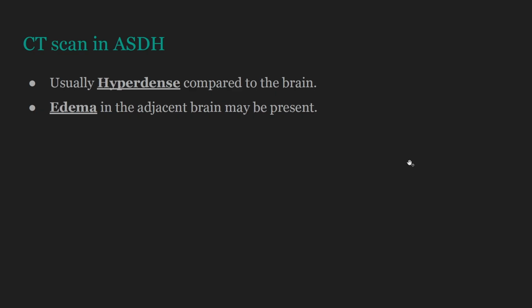Okay, so if we are going to talk about the CTs in the acute subdural hematoma and the sites of the acute subdural hematoma on CT, okay? As general info, the acute subdural hematoma will be hyperdense. Hyperdense meaning it is more white compared to the brain. The brain will be more grayish, okay? And edema in the adjacent brain may be present, okay? We will talk about the edema much more in other lectures, but just keep that in mind, okay?